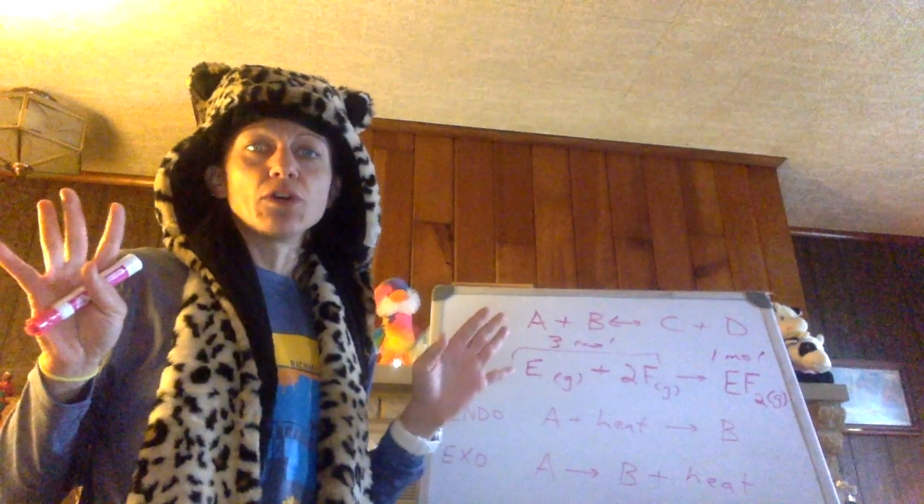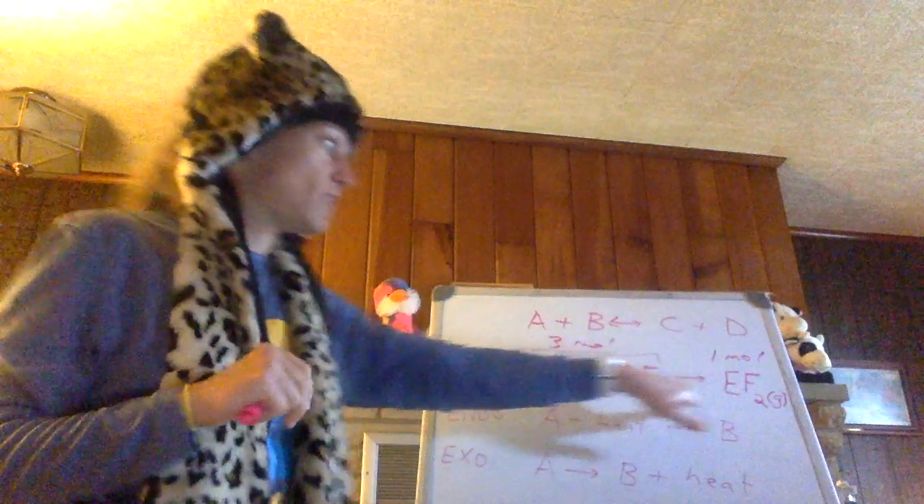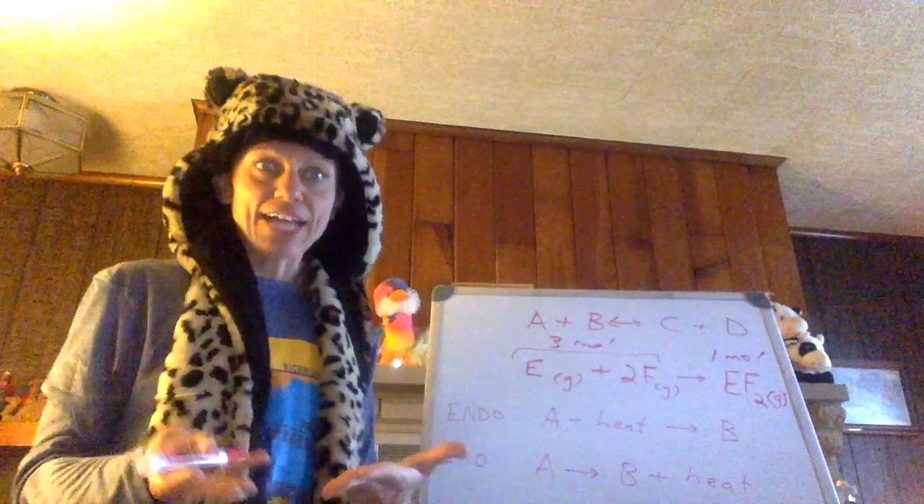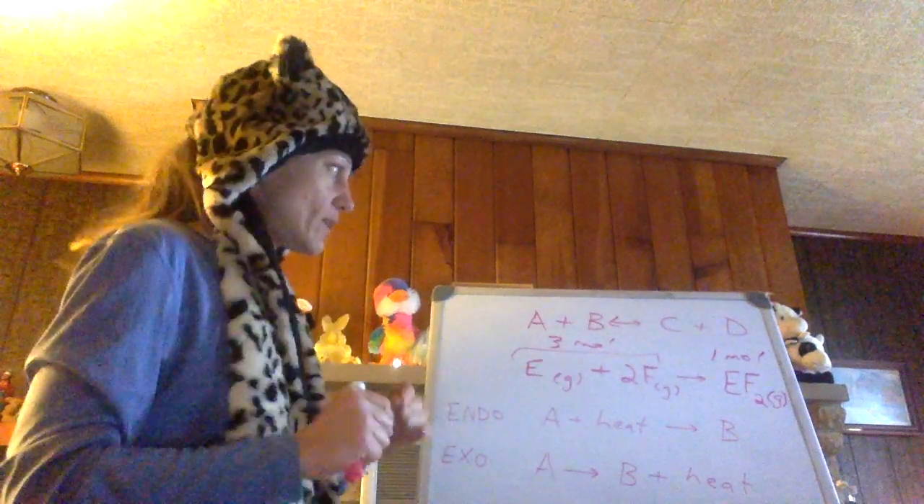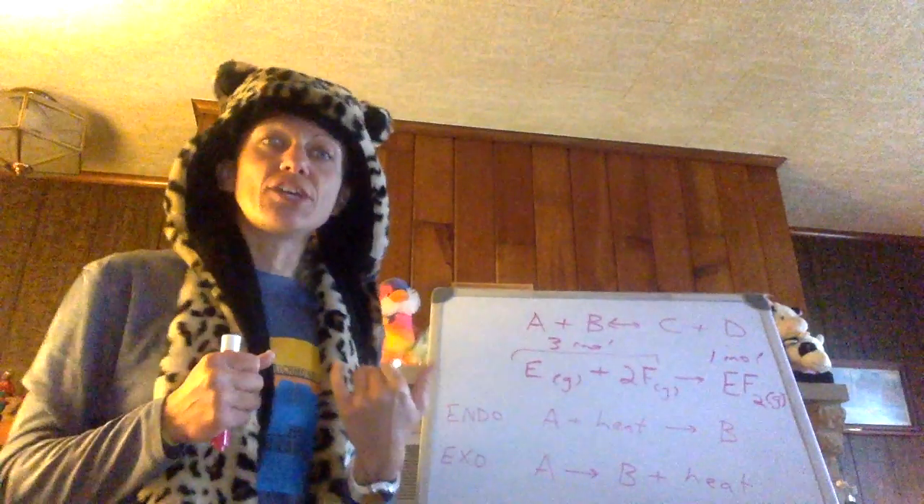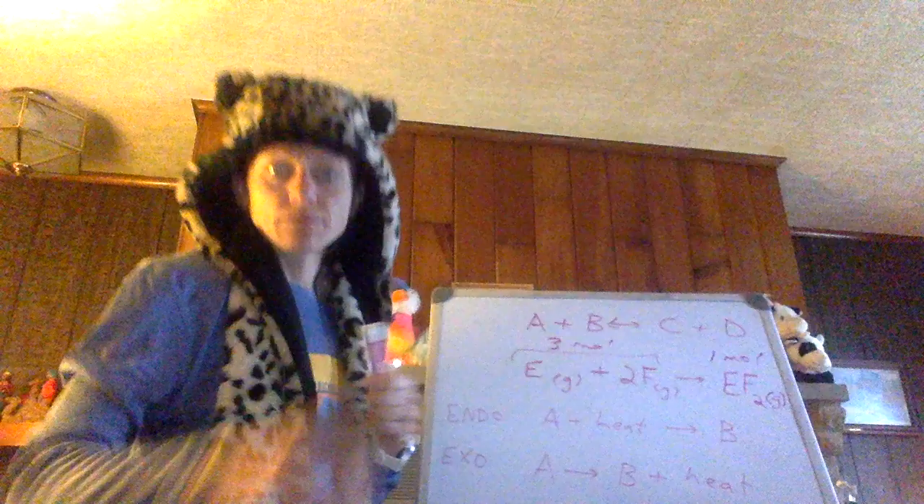So far, so good. If F is removed, I'm going to go left and make E and F to get more of it. The volume is decreased. So I'm going to squash this. It is way better to be 1 mole than 3 mole if your volume is decreasing. So if the volume decreases, I'm going right toward the side with fewer moles.